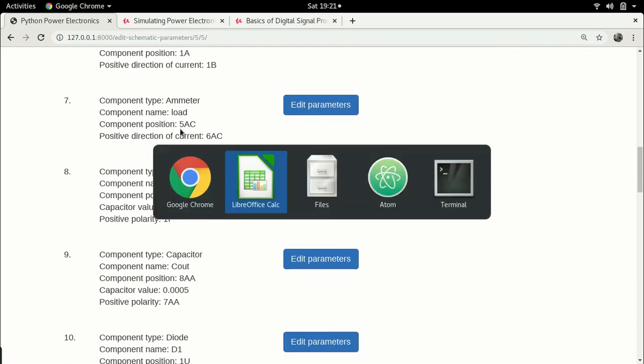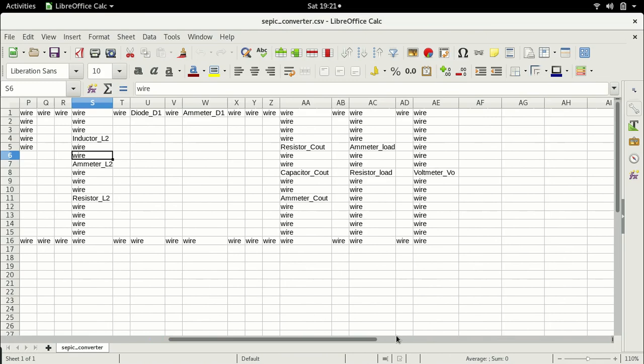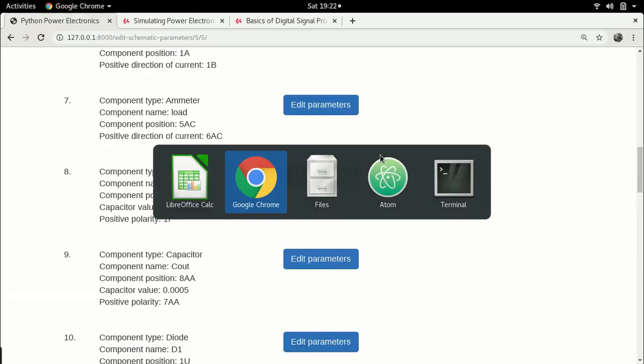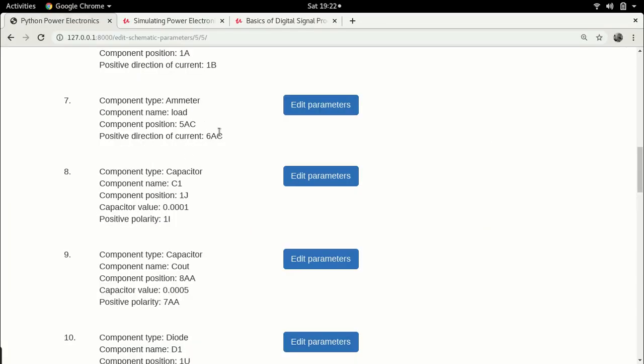Ammeter load. Ammeter load will also change because in a Chook converter, the output polarity is reversed. SEPIC converter polarity is the same as the input polarity, which means the upper terminal is positive voltage and the current will flow in the downward direction. So ammeter load will have to be downwards. This is 6 AC, which is what it is. So it can be the same.